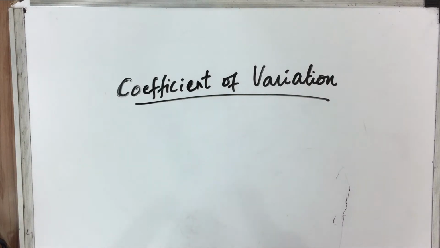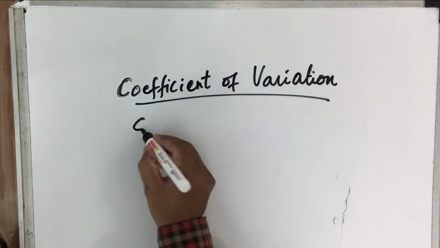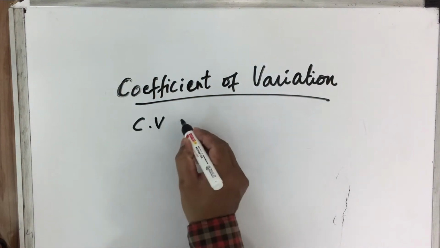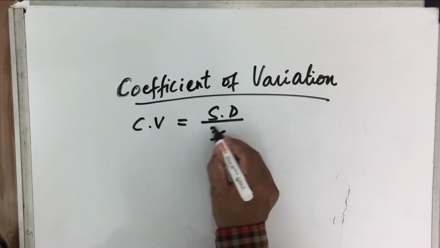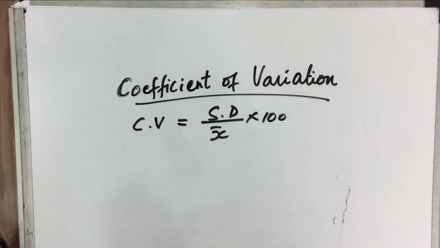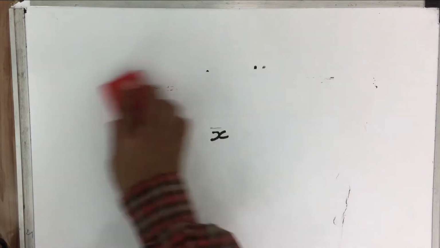Whenever we want to do this kind of comparison, this relative measure of dispersion is known as the coefficient of variation. The coefficient of variation, denoted as CV, can be calculated very easily as standard deviation divided by x bar, multiplied by 100. So this is how we calculate the coefficient of variation. Let us quickly see how we calculate it and what kind of information it gives.